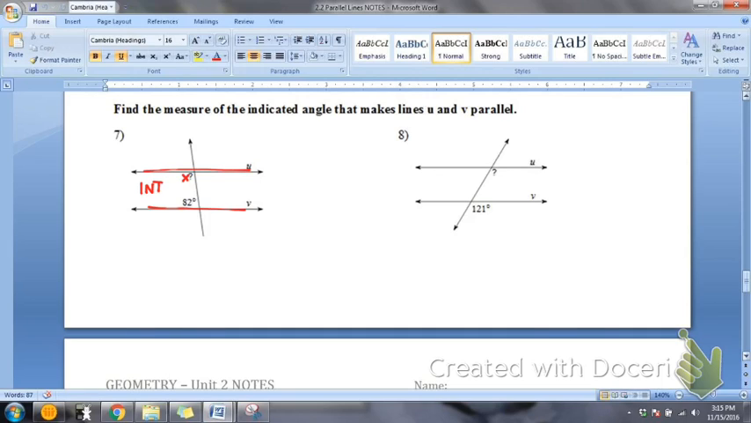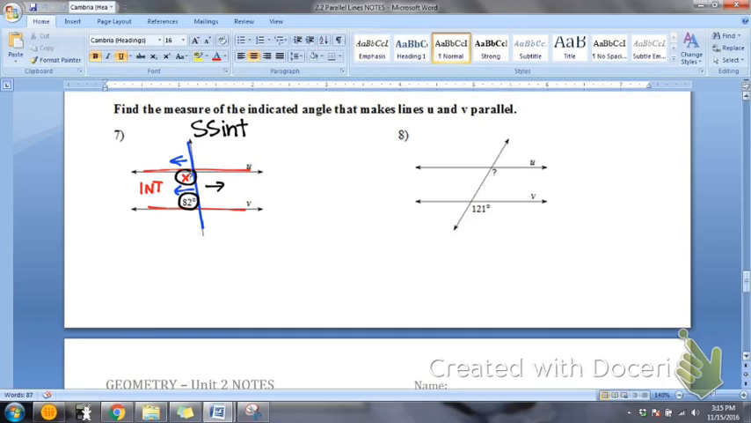Okay, so now the question is, are they on the same side or are they on opposite sides? Here's my line. Are they both on the same side? Or is one of them on the opposite side? They're both on the same side, right? So these are same side interior.